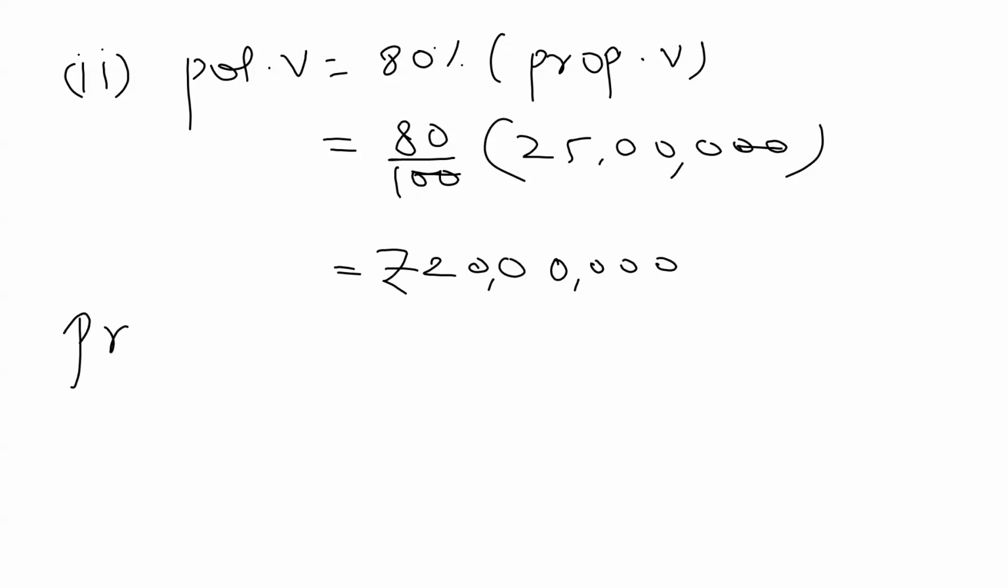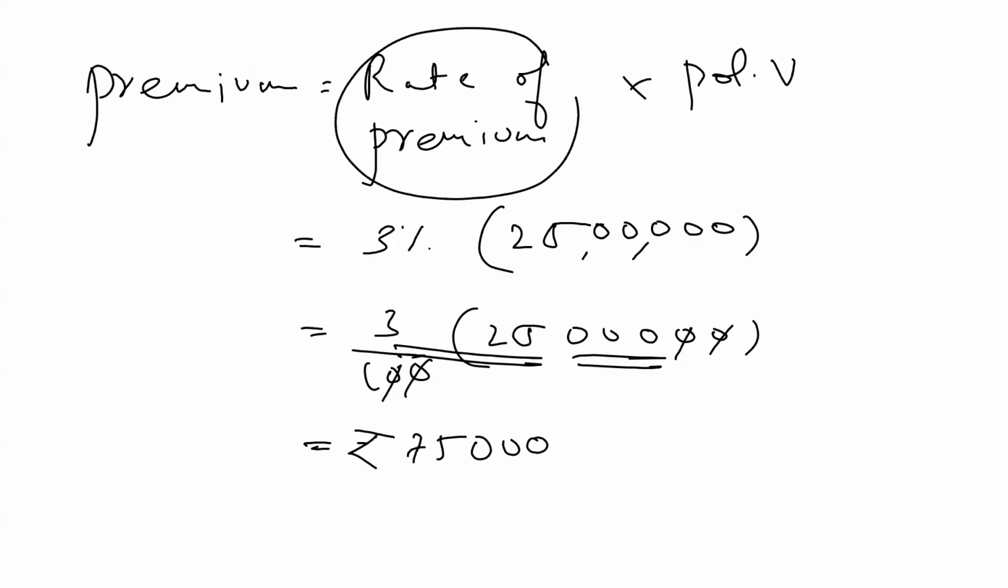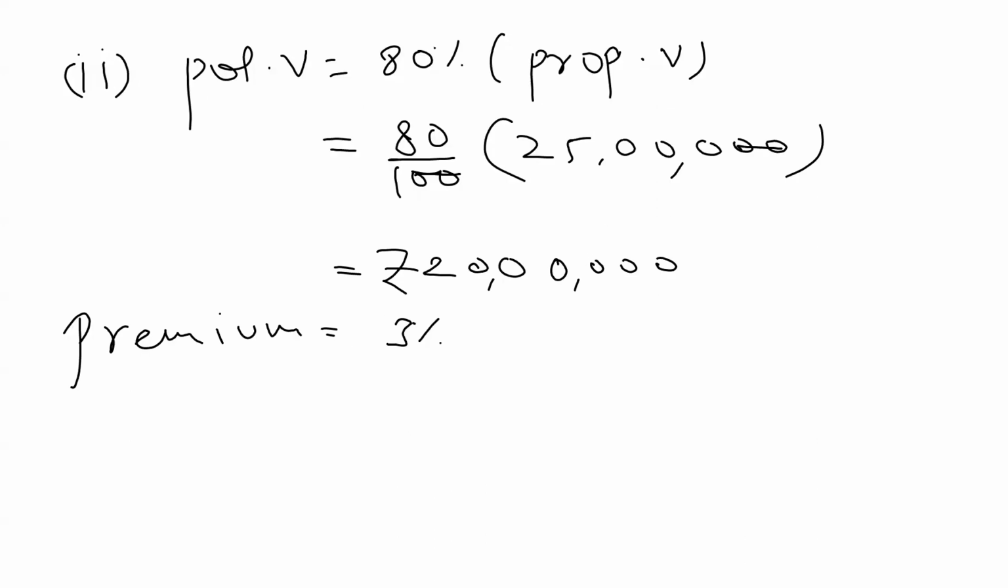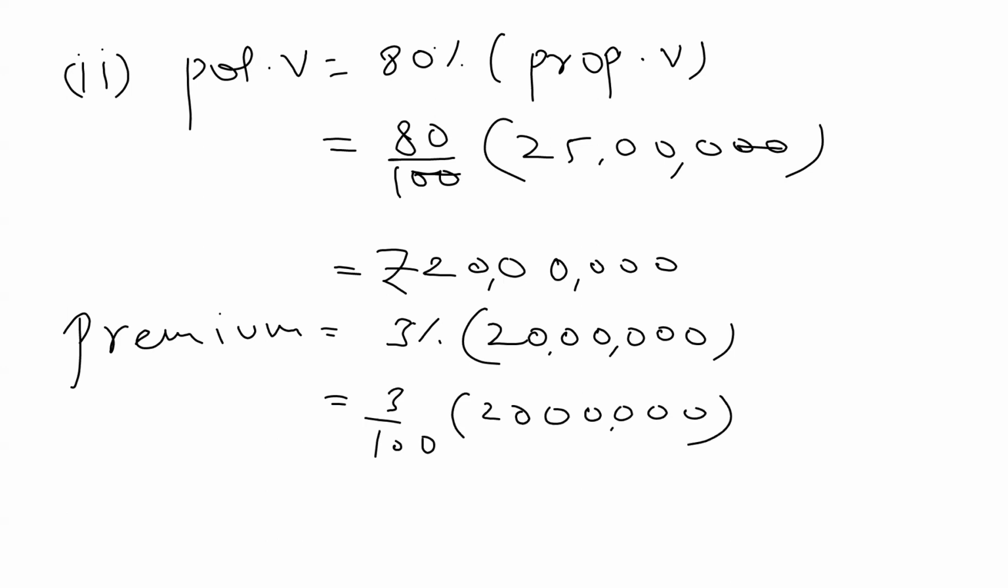Premium, will use the same formula, rate of premium into policy value. So the rate of premium is 3%, but then this time the policy value is 20 lakhs. Okay, so 3 upon 100 into 20 lakhs. Cancel the zeros. Fine. And this will give you 60,000. Okay, the premium is calculated in this part as 60,000. Fine.